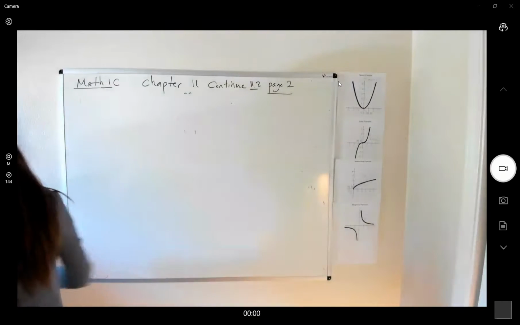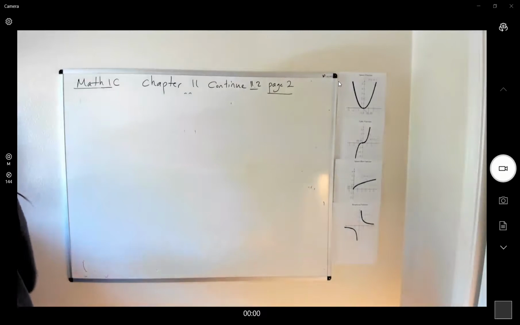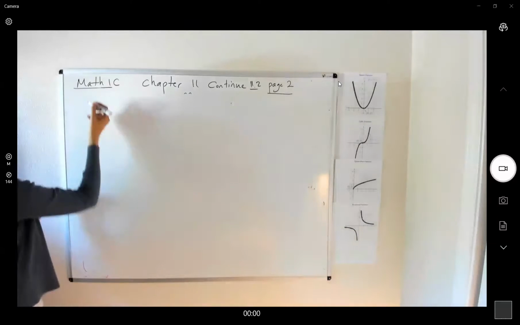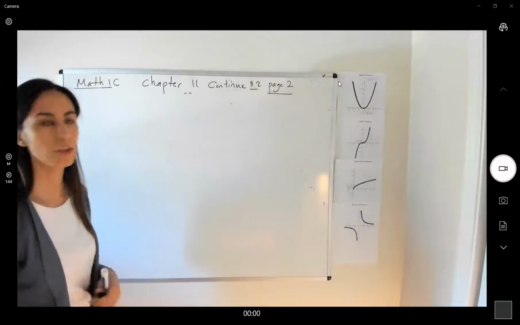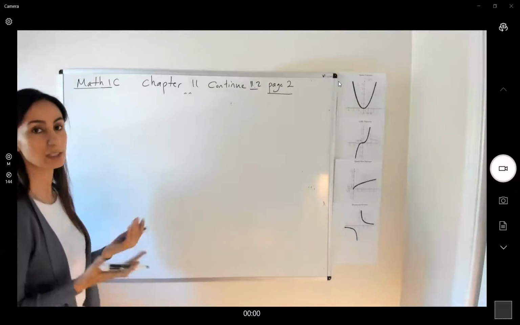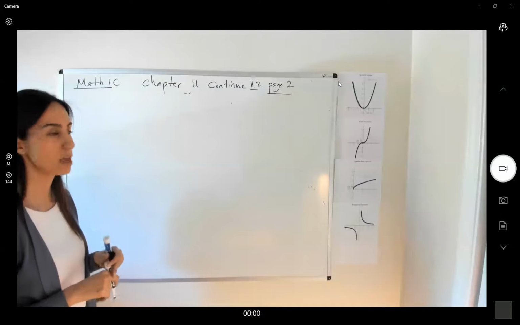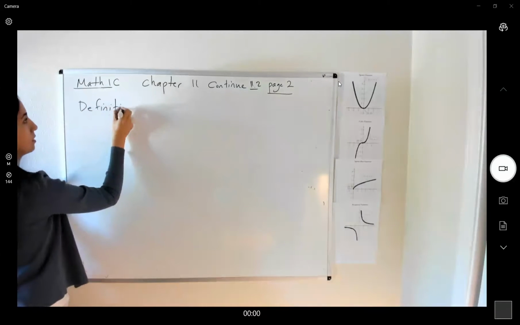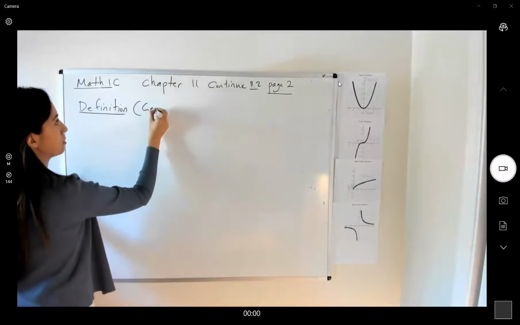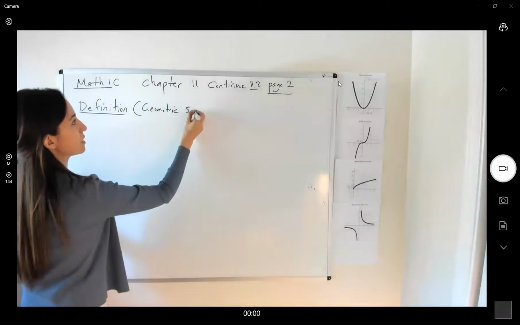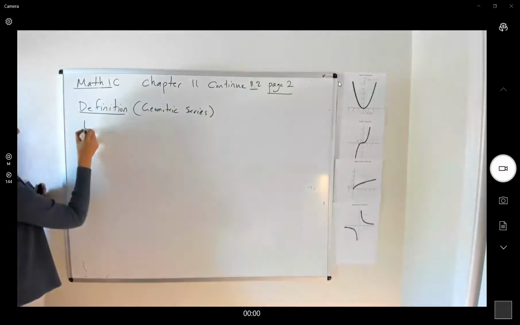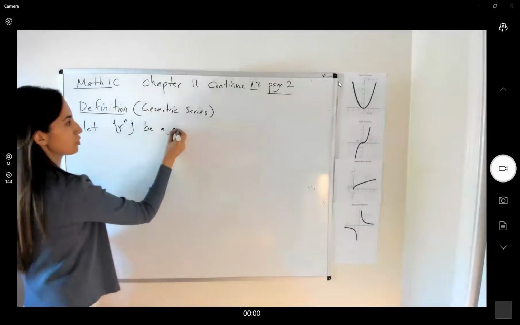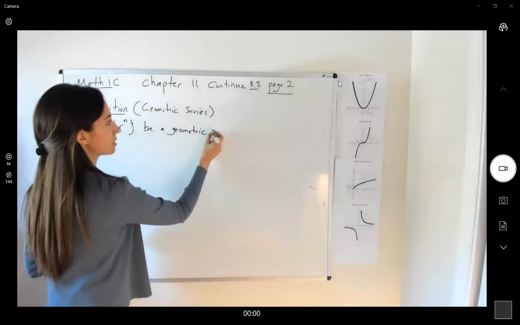Perfect. We are still on page 2. You can call it a definition, you can call it a theorem. Some books refer to this as a theorem, some others refer to this as a definition. So let us call it a definition. Geometric series. Let r to the n be a geometric sequence.